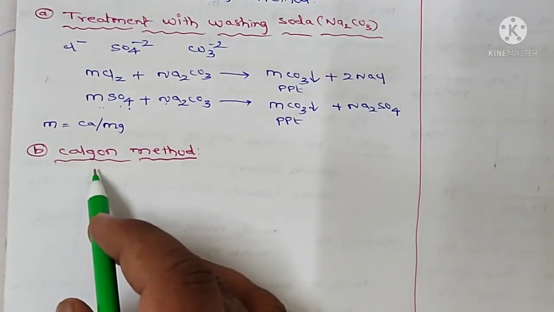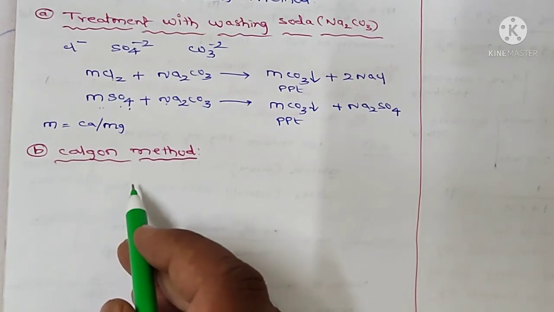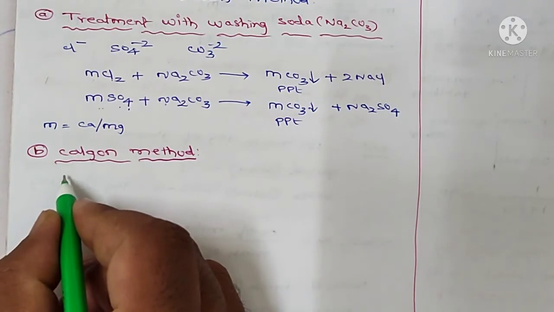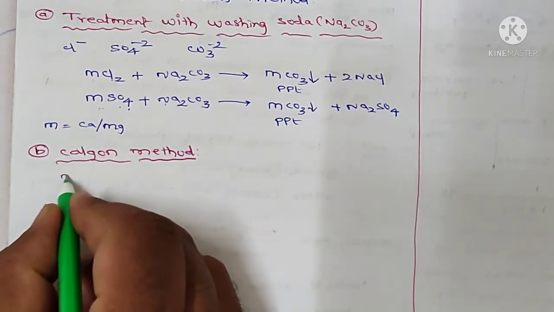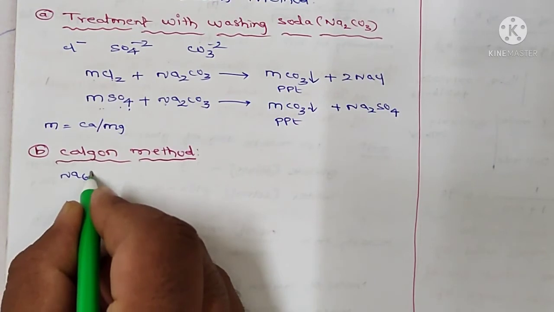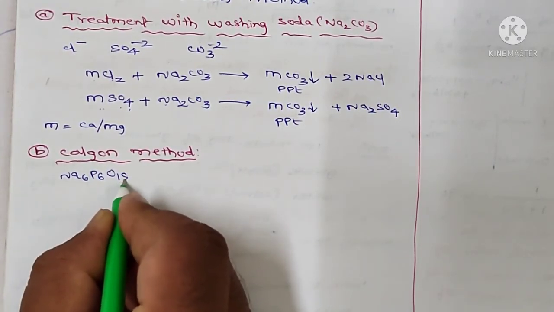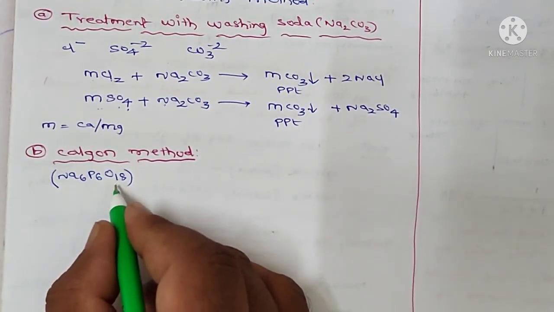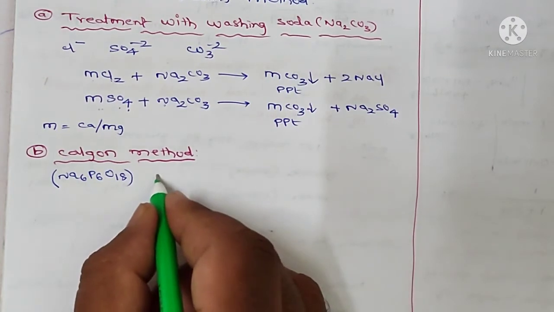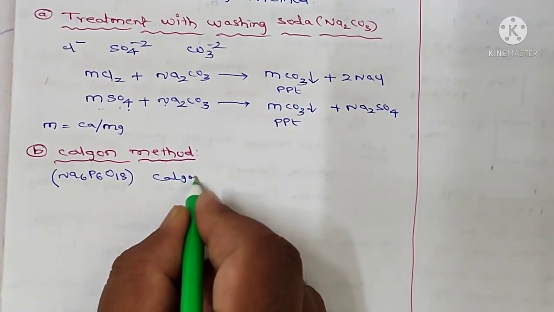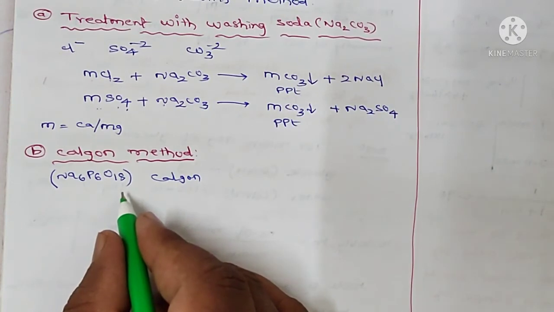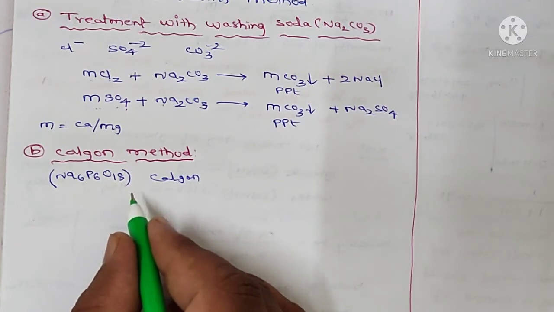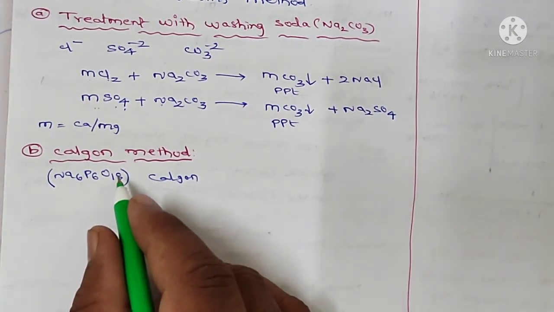Next, second method, calgon method. The sodium hexametaphosphate, commercially called calgon. Sodium hexametaphosphate, Na6P6O18. So it is called sodium hexametaphosphate. Commercially it is called calgon. So this material is used to remove the permanent hardness of water. That's why it is called calgon method.